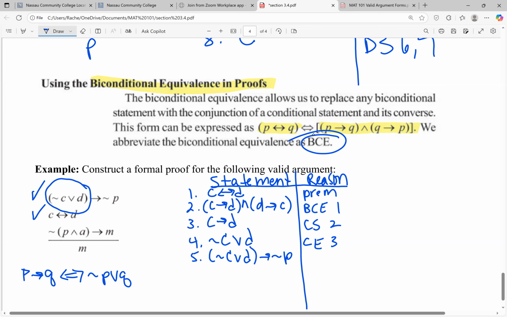And now I see modus ponens, right? I see the pattern. I have in statement 4 the left-hand side of the conditional in statement 5. So that's going to let us say that not P is true. And let's not forget, this is a premise. And then we use modus ponens on 4 and 5.